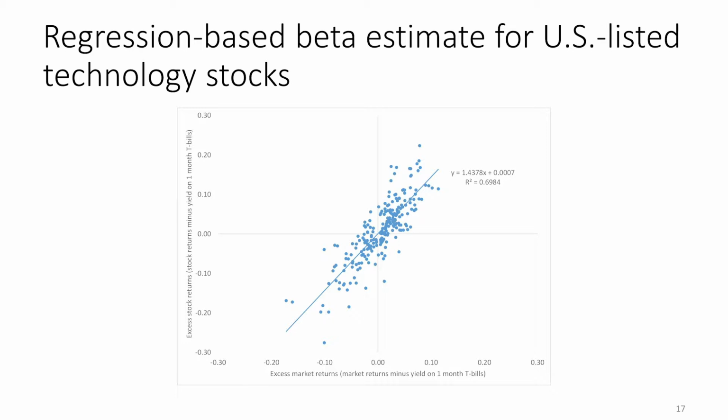To illustrate the estimate of beta, consider the figure which shows a scatter plot of excess stock returns on excess market returns for the technology index. Each point on the plot represents 1 month and is the combination of the excess return on the market and the excess return on the technology index. According to the line of best fit through the scatter plot, the relationship between stock returns and market returns for technology stocks is given by the following equation.